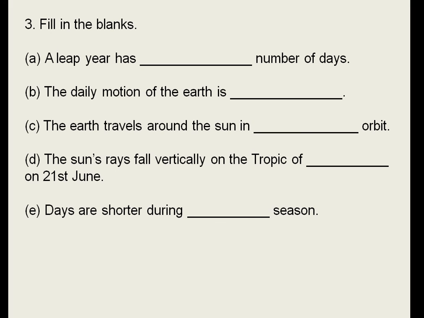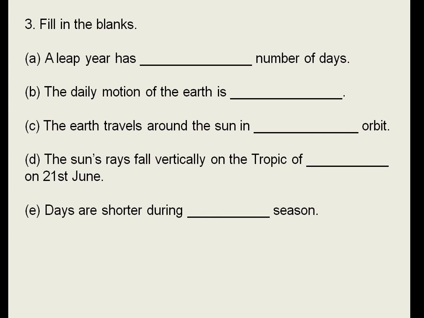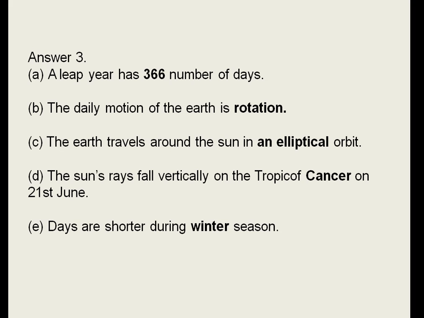Next, A, B, C, D and E. 5 fill in the blanks are there. Already you have written these answers. Directly moving to see the answers. So here is the answer. Once again I am reading for you. A: a leap year has 366 days. This bold one is the blank.